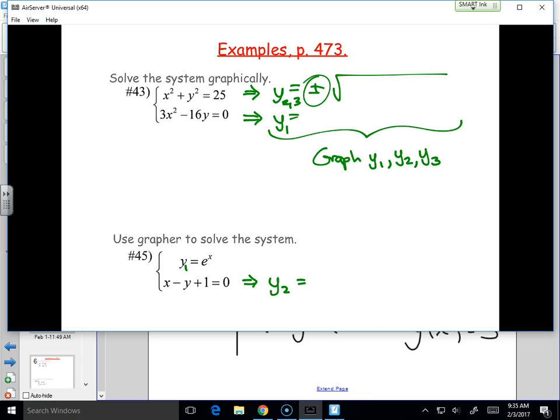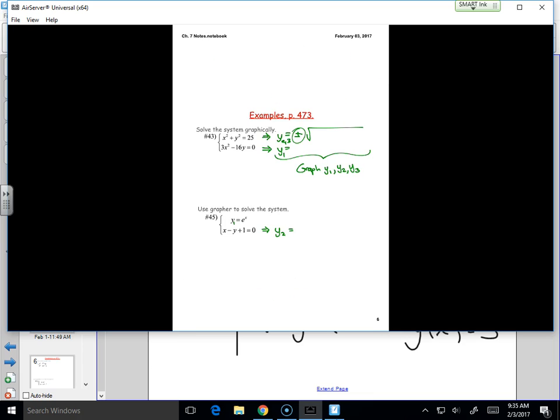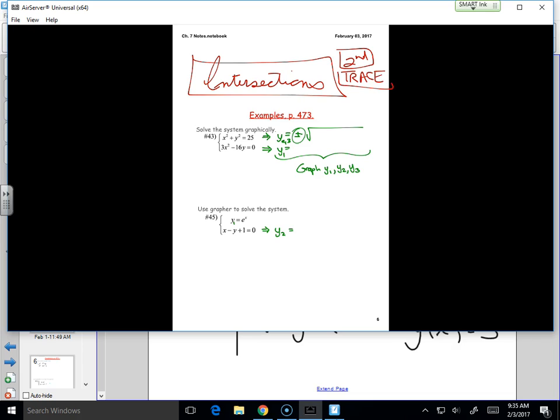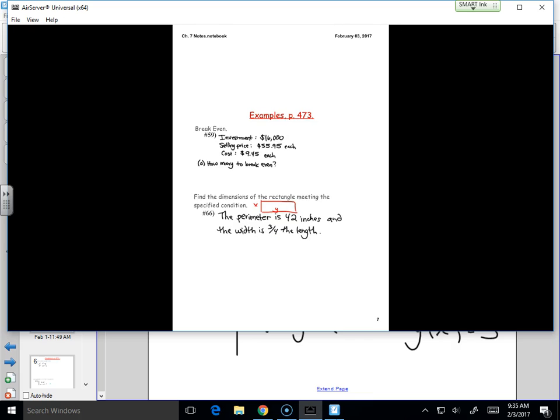When you're solving with your graphing calculator, what are you finding? Yep, you're finding the intersections using, you guys remember? Calc value? Second trace, which goes to the calc menu, right? Second button, trace button. Use the intersection. You have to say first curve, second curve, go. So, solving graphically, not too bad, using your graphing calculator, right?